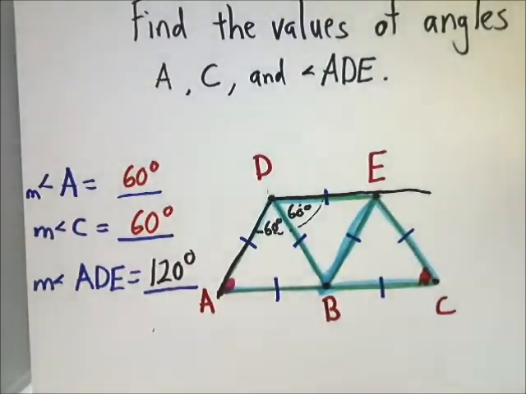Now, sometimes you'll see an equilateral triangle popped out in the middle somewhere of something or whatever. Just remember that if you see a triangle that has all three sides marked congruent, not only do they have the same length of sides, also the angle measurements are the same, and that, of course, they're 60 degrees.